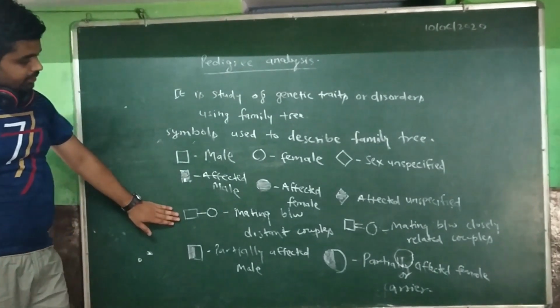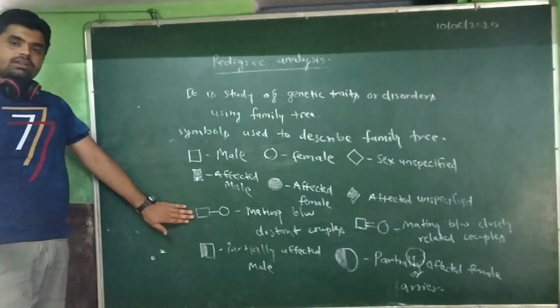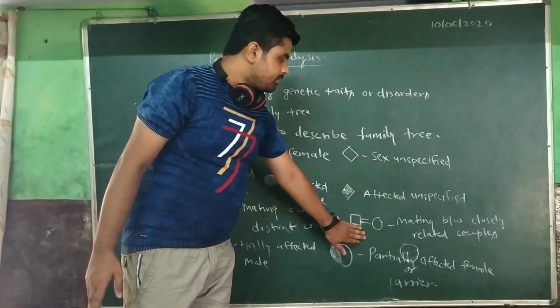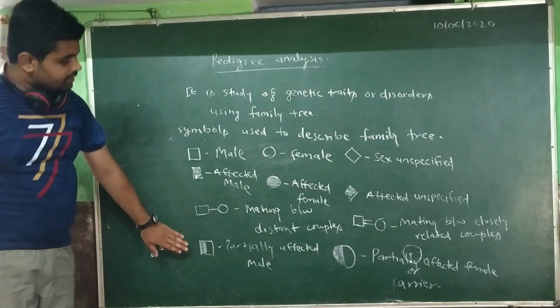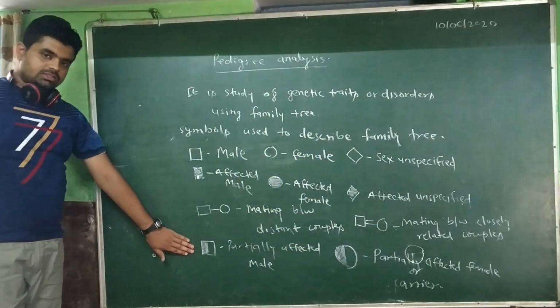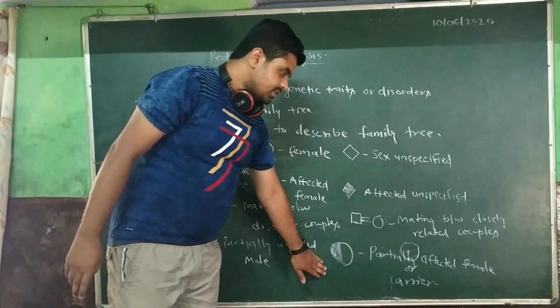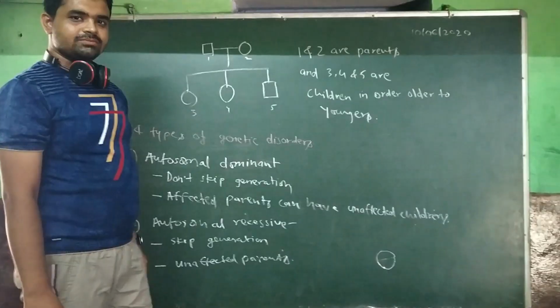Outbreeding is the mating between two distant couples having no relation in the previous 3-4 generations, and inbreeding is the mating between closely related couples. The partially filled square is for a partially affected male, and the partially filled circle is for a carrier female or partially affected female.